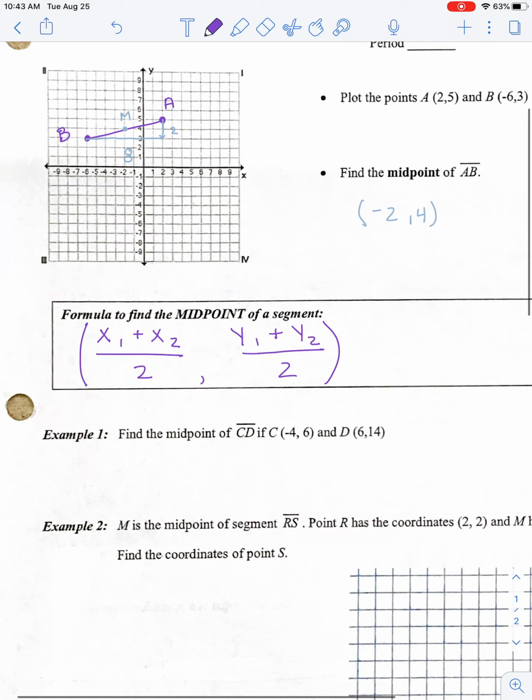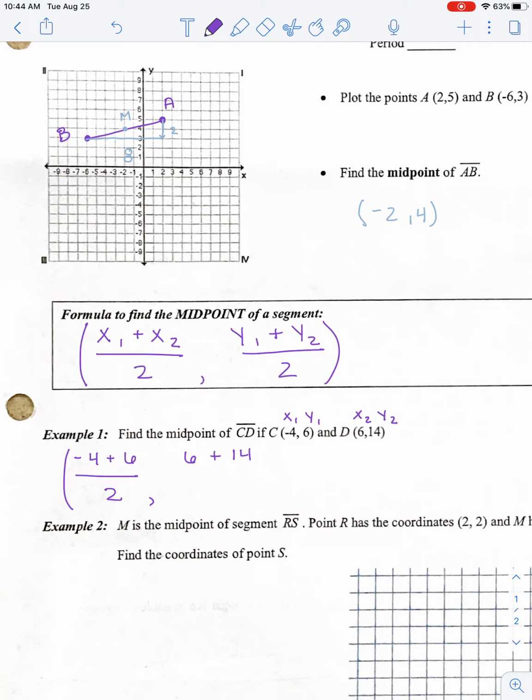So we're going to practice using the formula just once so we can see what it looks like. So it says find the midpoint of CD. If C is negative 4, 6 and D is 6, 14. So what I mean by x1, x2, y1, y2, I'm going to label my points. This is x1, y1, x2, y2. And we're going to simply plug those into our formula. So our formula says x1 plus x2. So my x1 is negative 4 plus my x2 is 6 divided by 2. My y1 is 6 plus my y2 is 14 divided by 2.